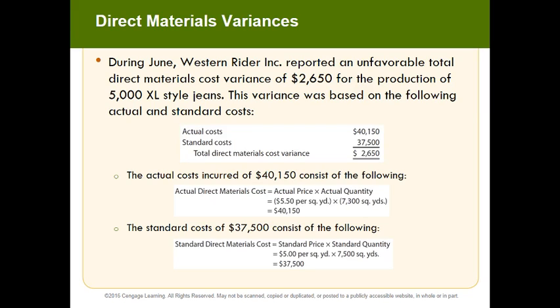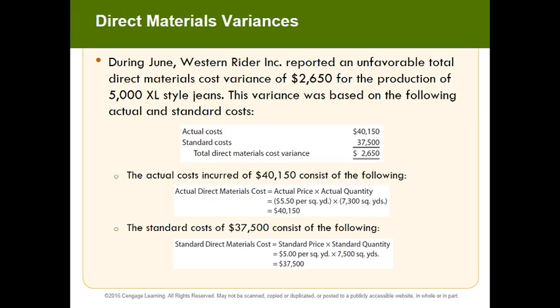Now, they reported an unfavorable total direct materials cost variance of $2,615 based on the production of 5,000 XL style jeans. We know the actual costs were $4,150, and based off standard costs, it should have been $37,500. The actual costs incurred consist of this breakdown. We had a price of $5.50 per square yard multiplied by 7,300 square yards. Now, what we were expecting is $5 per square yard and 7,500 square yards.